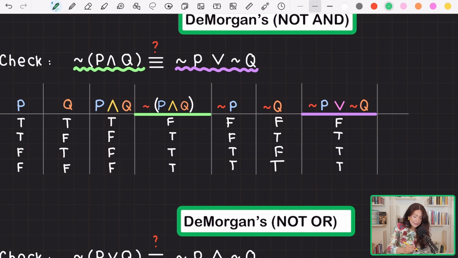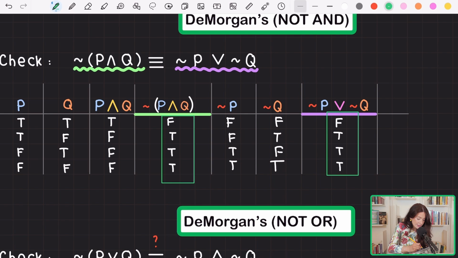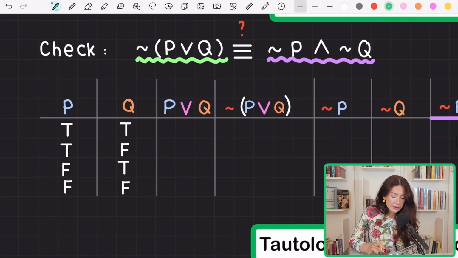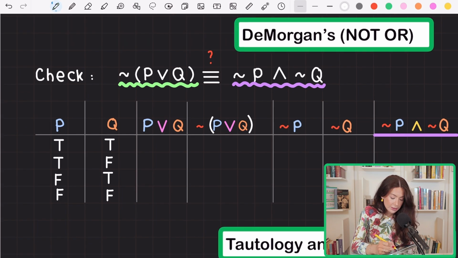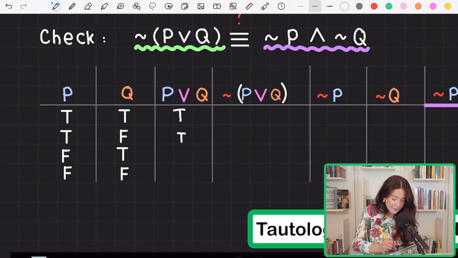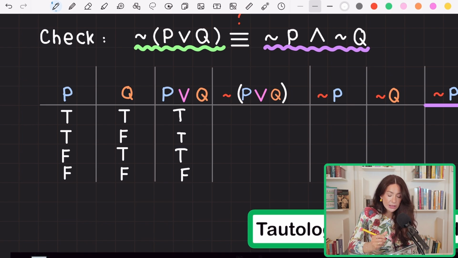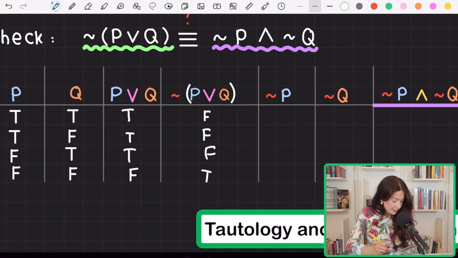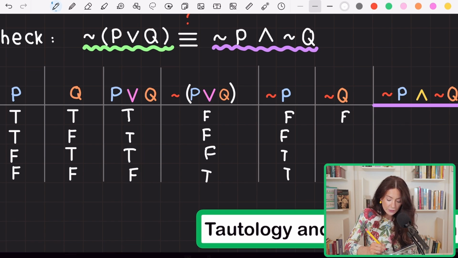Now, notice that the truth tables are identical, so therefore these two statements are logically equivalent. Now let's check the other DeMorgan's law. Let's start with P or Q. It is true everywhere except when both of the disjuncts are false, and the negation of that is simply flipped. And not P is false, false, true, true, and not Q is false, true, false, true.